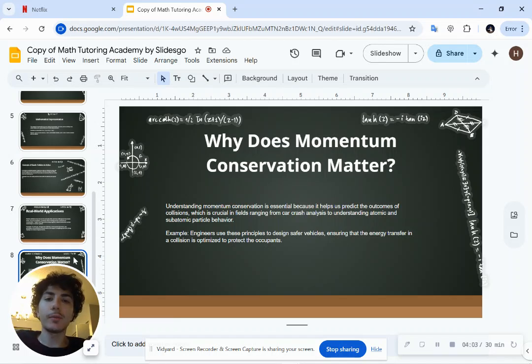Now let's look at an example. Engineers use these principles to design safer vehicles, ensuring that the energy transfer in a collision is optimized to protect the occupants. So when they're making a car, they make sure that the car will evenly spread out the impact and absorb a lot of it, so the person in the car will not take a lot of impact and the car is safe. So when you hit a car, the impact goes in, and they want to make it so it stops the impact and the impact doesn't go through. It stops right there instead of going through.